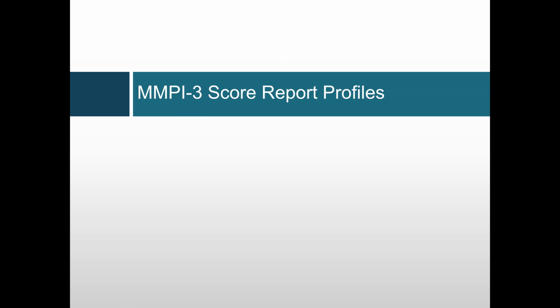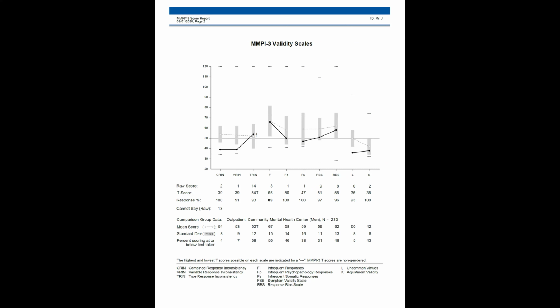For those who are not familiar with what this looks like in terms of the reports, we have a score report and an interpretive report that you can add any of these comparison groups to and get additional information. And what we're looking at here is a comparison group using the mental health outpatient, male mental health outpatients from a community mental health center. So this is an individual who was tested at a community mental health center.